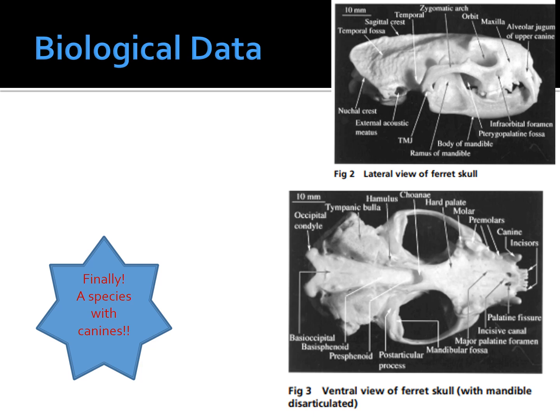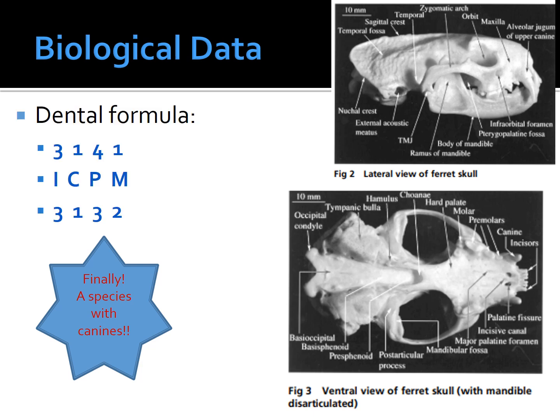This is a species with, say it with me, drum roll please, canines. So their dental formula, they have incisors, canines, premolars, and molars. Different numbers on the upper arcade versus the lower. You can get a couple of nice views on these images here.